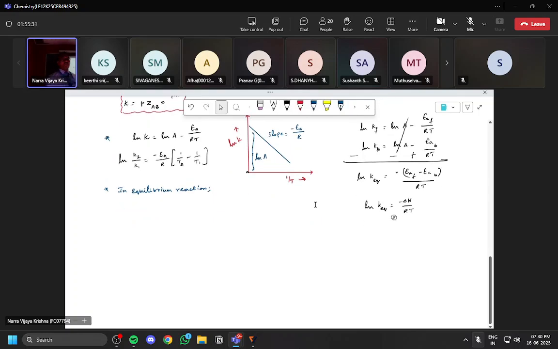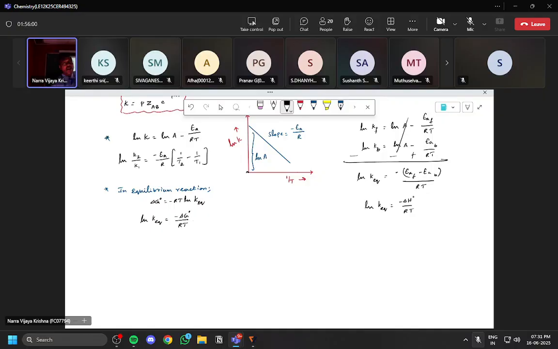In case of equilibrium reactions, we know ΔG° = -RT ln K equilibrium. You know it or not? Correct? ΔG° = -RT ln K equilibrium. We know this from thermodynamics. Yes or no? Right? Bring this RT to this side. What is ln K equilibrium equal to? Minus ΔG° upon RT.